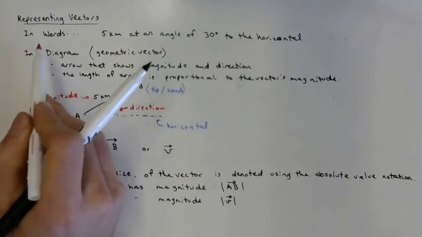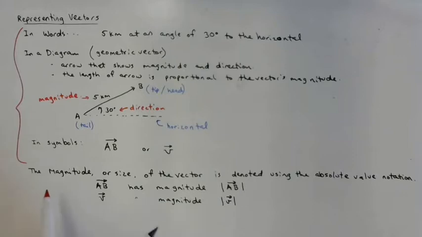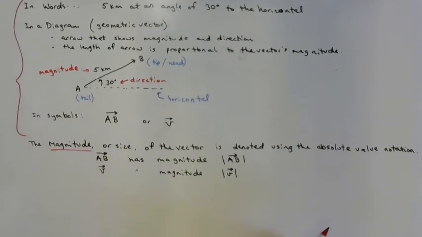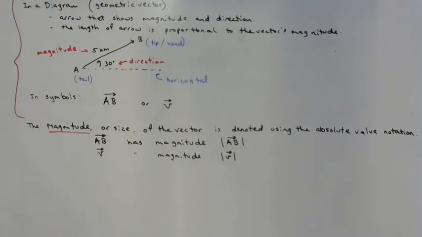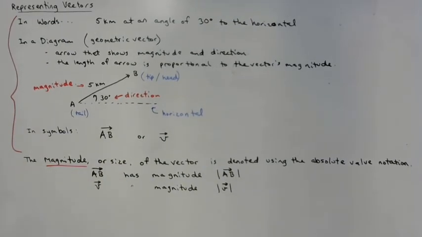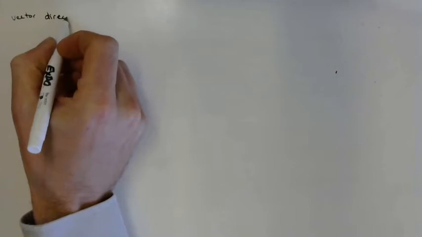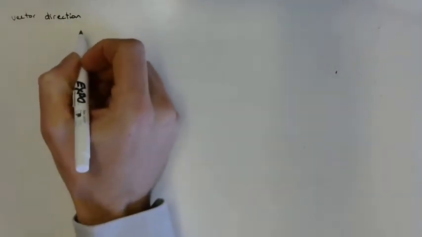So this is representing vectors 1, 2, 3 different ways. Then we have a note on magnitude, and I'm going to clear my board for some notes on direction. Okay, vector direction can be expressed using several different methods.